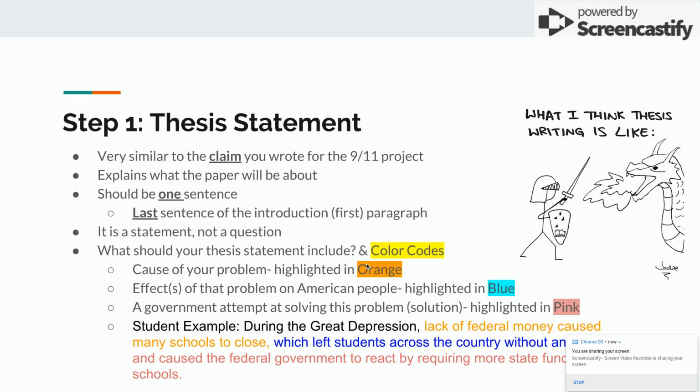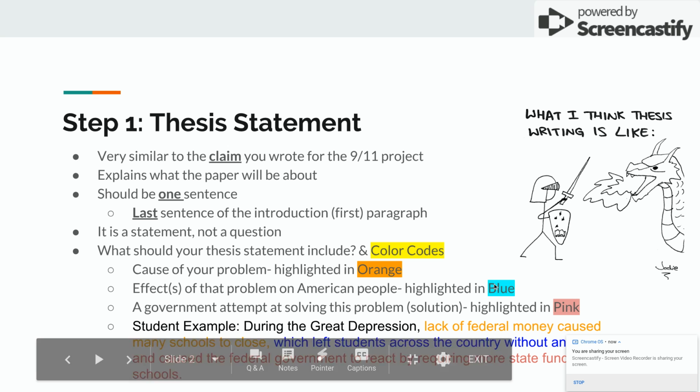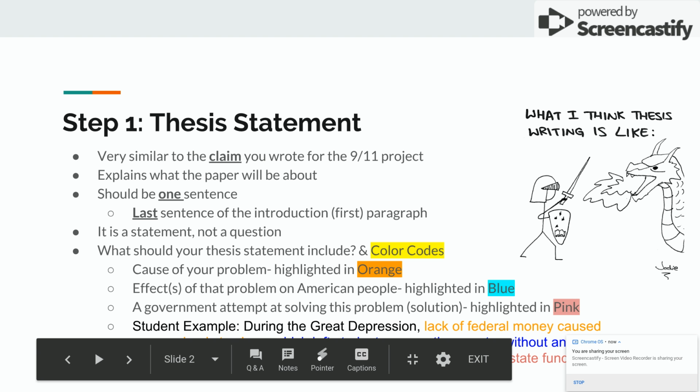The cause part of your thesis should be orange, the effects part of your thesis should be blue, and the solution part should be pink. And there is a student example down at the bottom here that you can look at that talks about how a lack of federal money caused schools to close. And then the states had to compensate by providing more money towards public education.